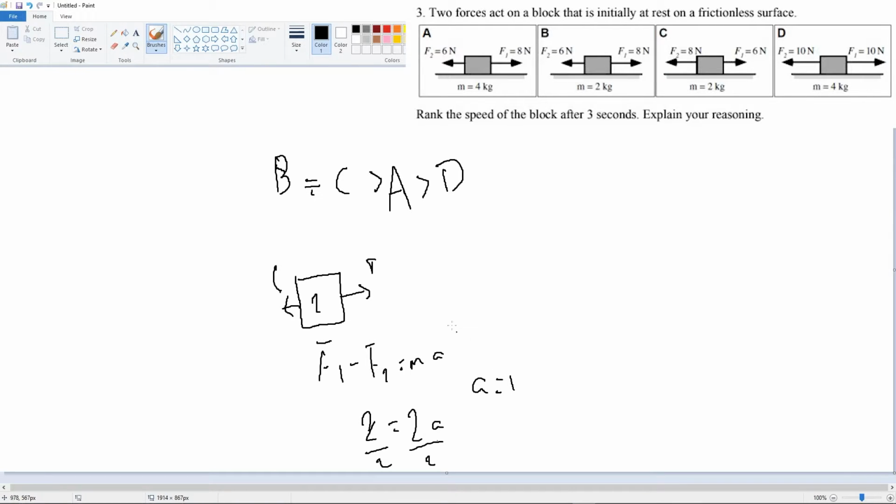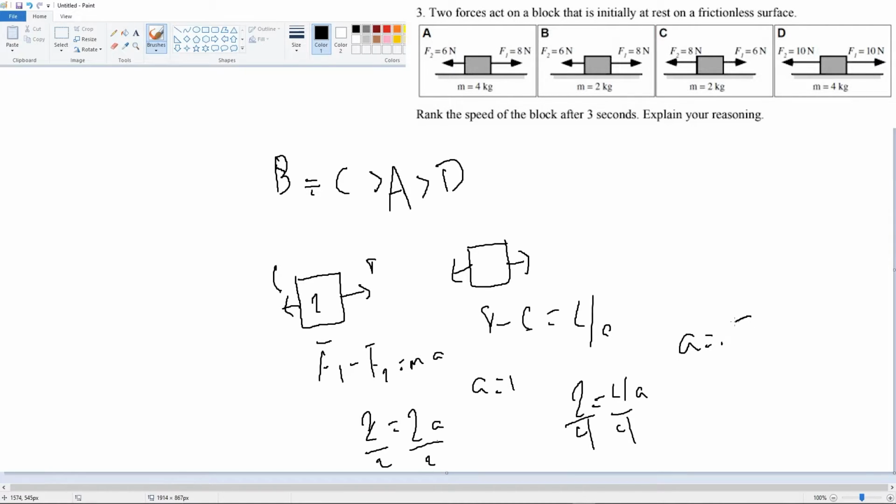I do apologize. So for block B and C, the acceleration is 1. Now for block A, we have the same amount of force, 6 and 8. I'm not going to write it out again. So we could do 8 minus 6 is equal to 4a, because the block weight is 4, meaning the net force is 2, the mass is 4, so we divide both sides by 4, acceleration is 0.5. That is why it is less than B and C.